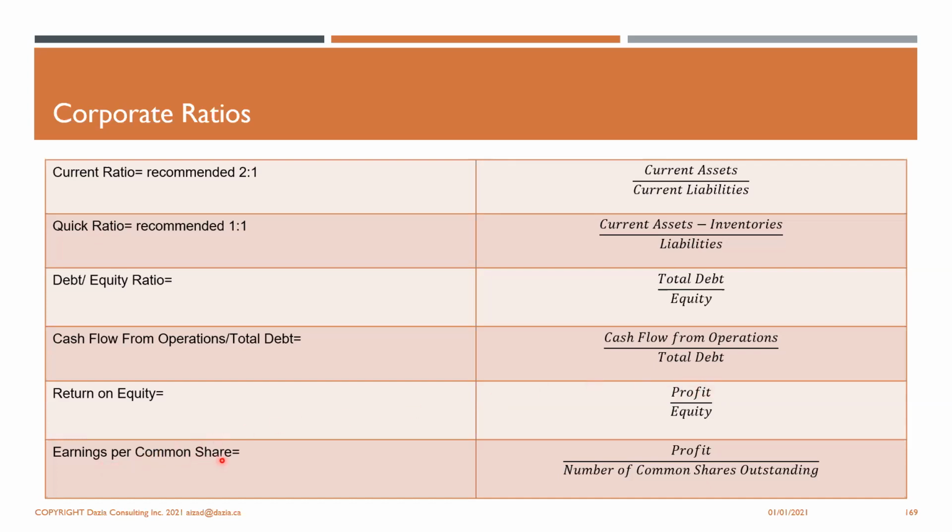Earnings per common share, again, earnings is the profit. So profit, how much they made, divided by the number of common shares outstanding. So how many shares have the people bought from the business? That is how many shares are already bought by the investors. So the profit divided by that number will give us the EPS, or earnings per share.